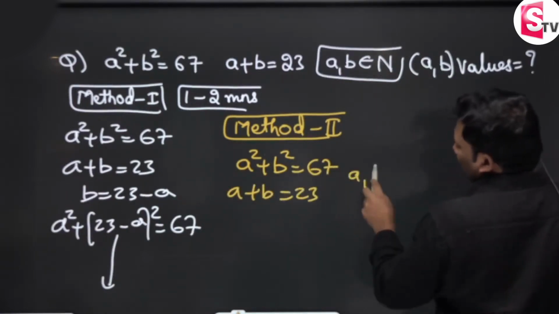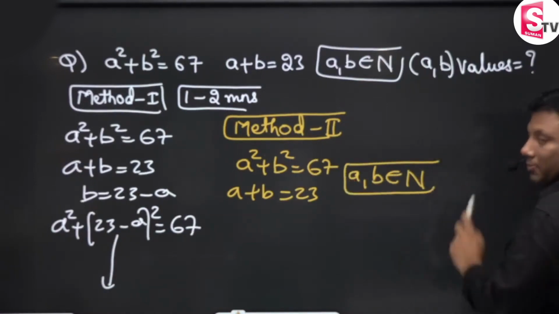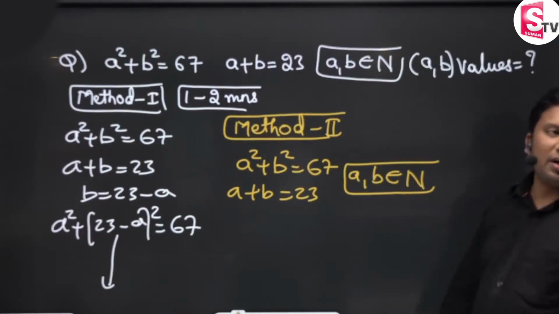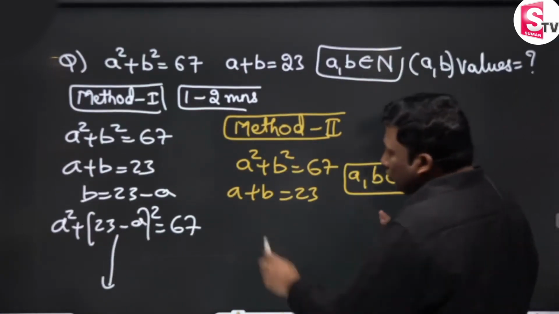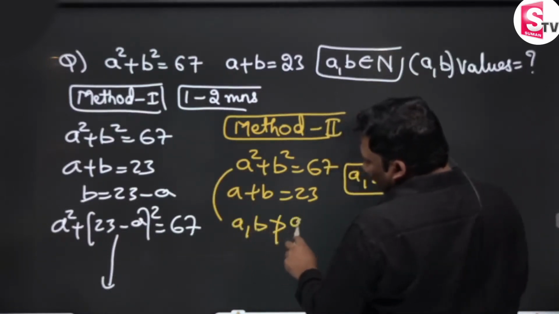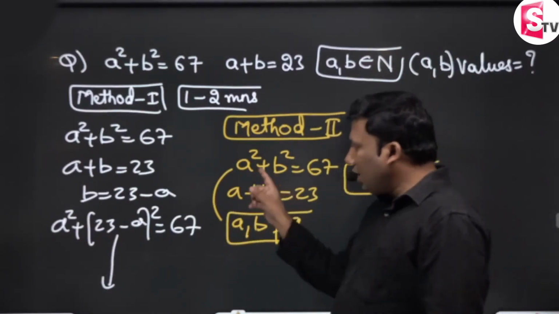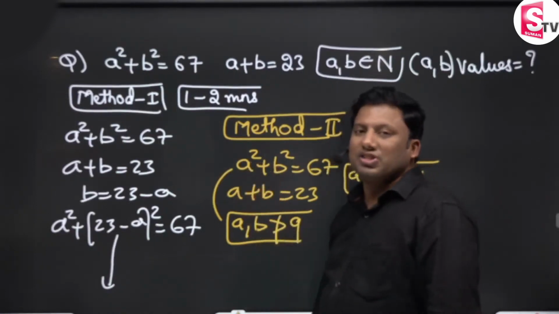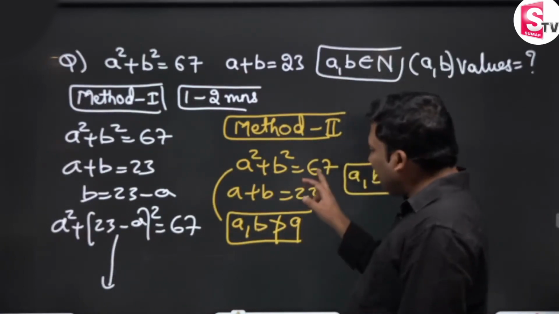If you are a competitive examination aspirant, you should read the question properly. a and b are natural numbers. If they are natural numbers, can I say that a and b cannot go beyond 9? If a takes 9, it is 81 plus a positive value. What is 81 plus a positive value? It is greater than 81.